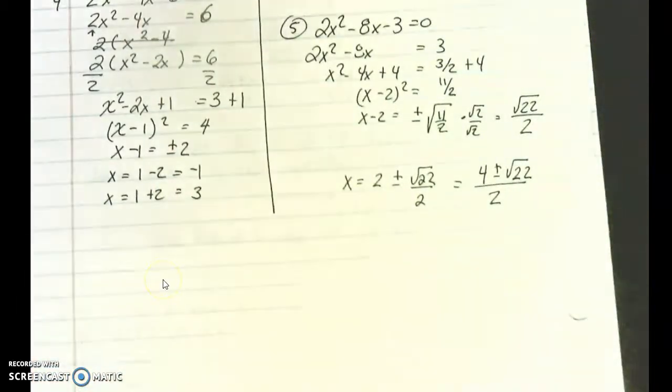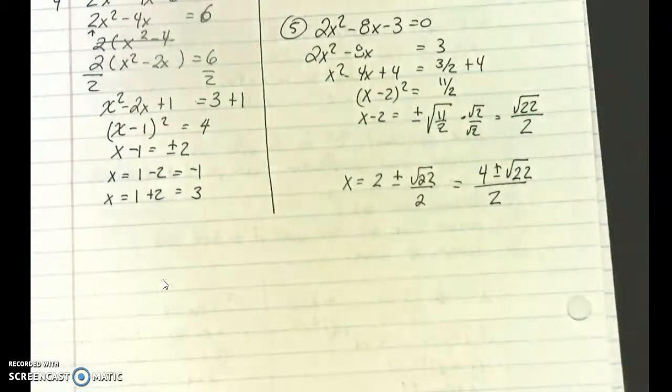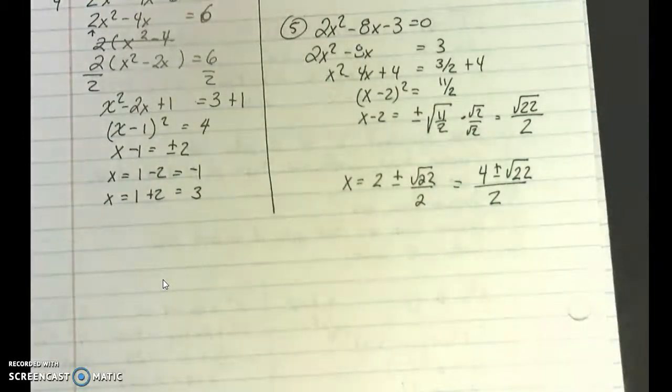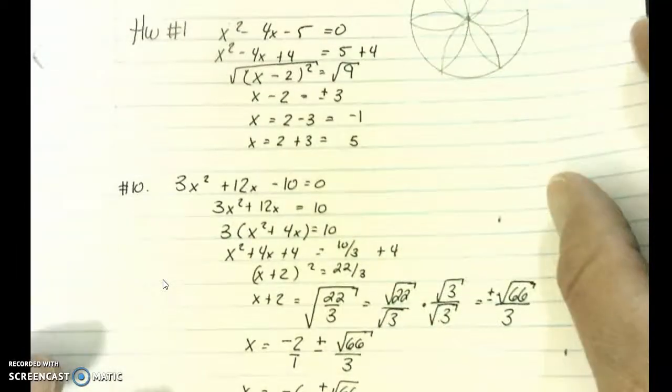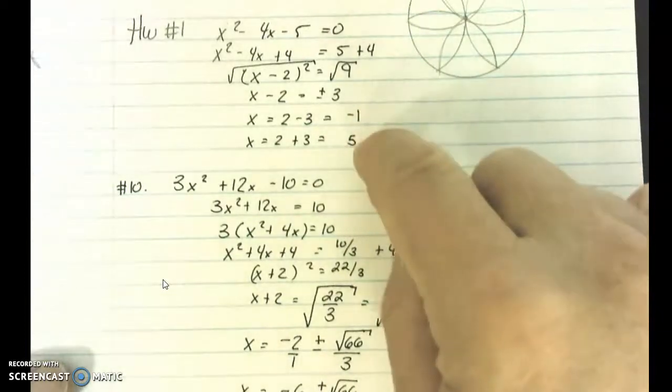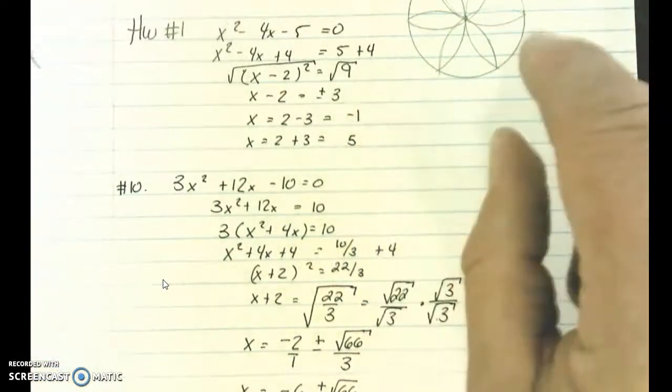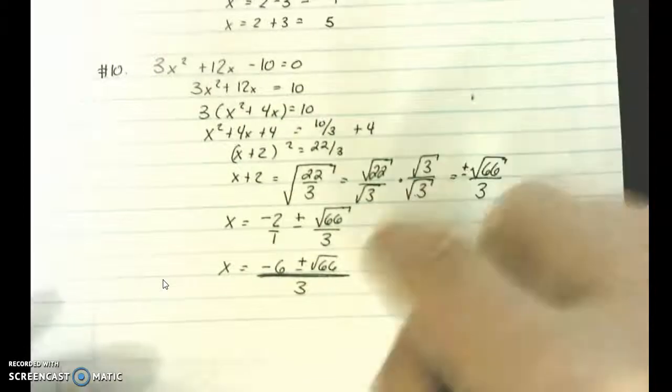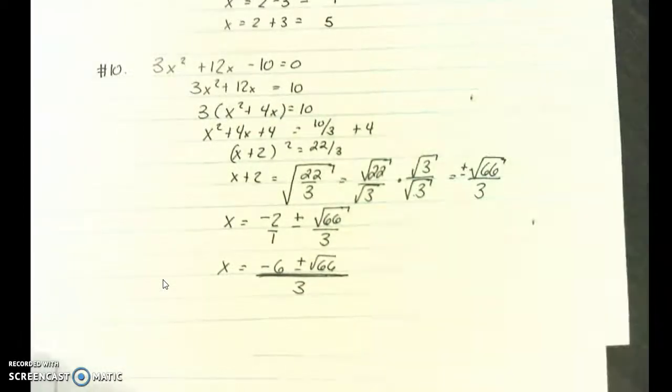All right. So the other thing I did do for those guys is I did show them answers from their homework. So number 1 was negative 1 and 5. So make sure you work through that. And then number 10, you should get negative 6 plus or minus the square root of 66 over 3. And then come in tomorrow with some awesome questions. Thanks.